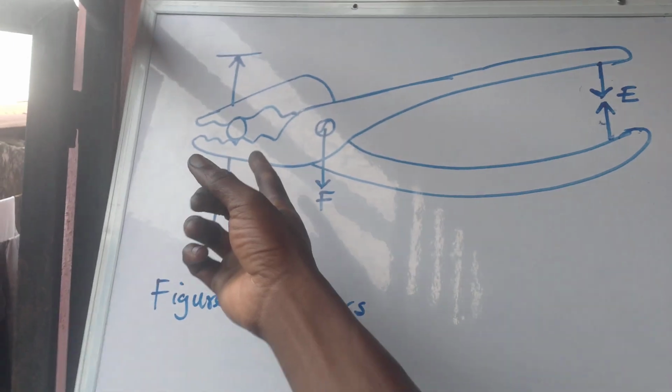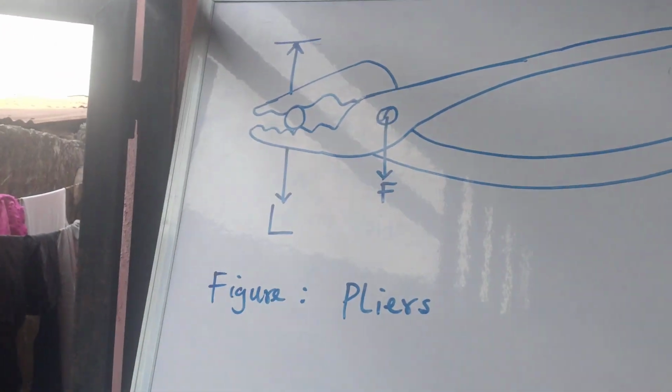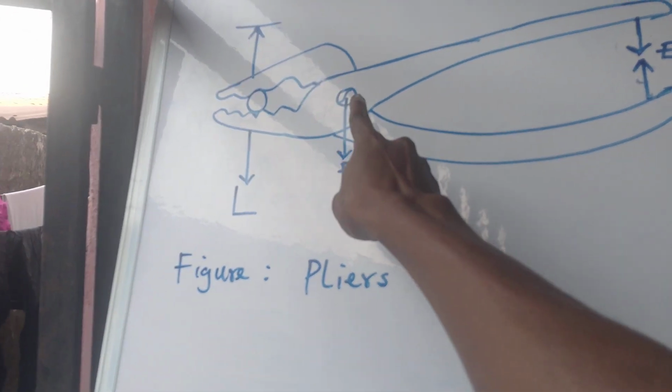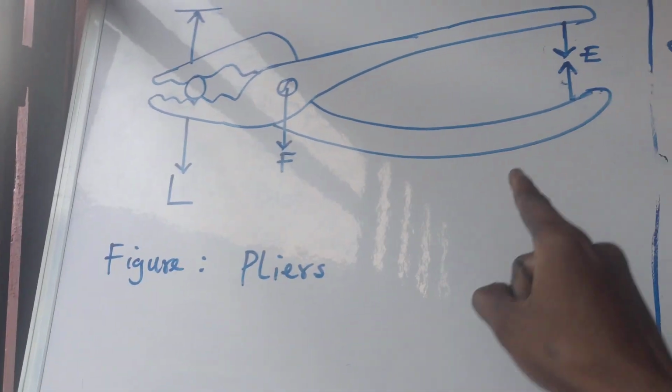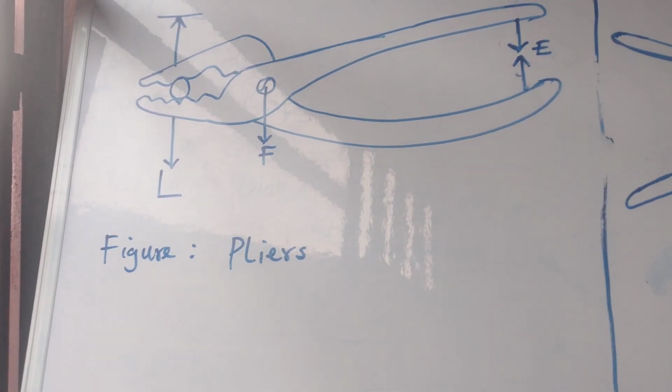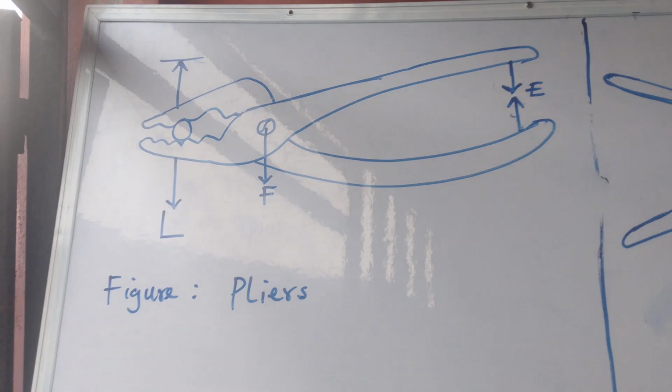Now let's assume I'm trying to cut a piece of wire. So that's the load. The piece of wire is the load, and then this screw nail in the middle is the fulcrum, and effort is applied at the handle. So the pliers is a perfect example of a first order lever.